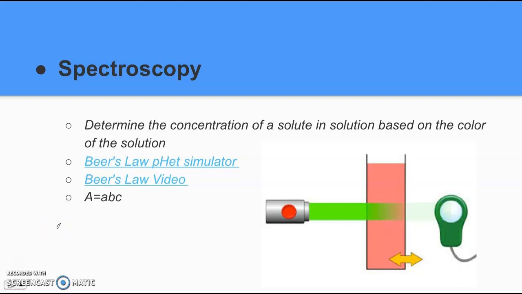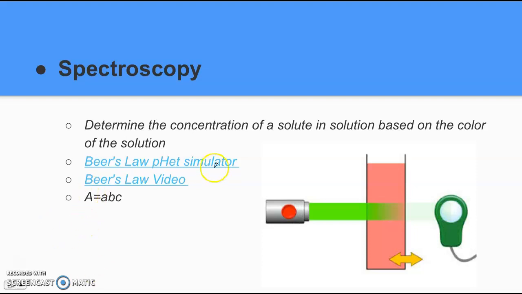But anyway, the first required lab is spectroscopy. We did this as a PhET simulator. In spectroscopy, you wanted to be able to determine the concentration of a solute in solution based on the color of the solution. And it's referring to a Beer's Law lab.